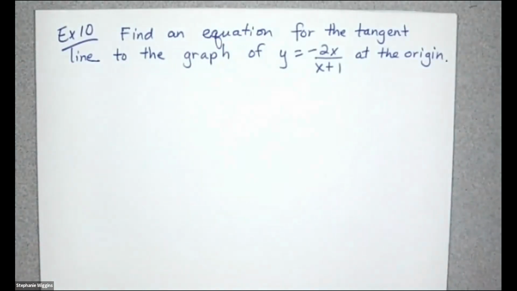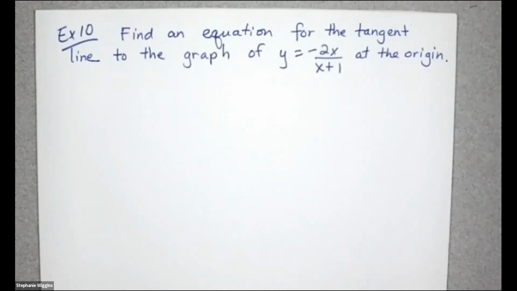All right, the question reads, find an equation for the tangent line to the graph of y equals negative 2x divided by x plus 1 at the origin. So whenever you have to find an equation for the tangent line, remember the derivative gives you the slope of all the tangent lines at all the points. And the derivative is a function of x. So depending on which x value you're looking at, you're going to have a different slope. And so it's a function of x.